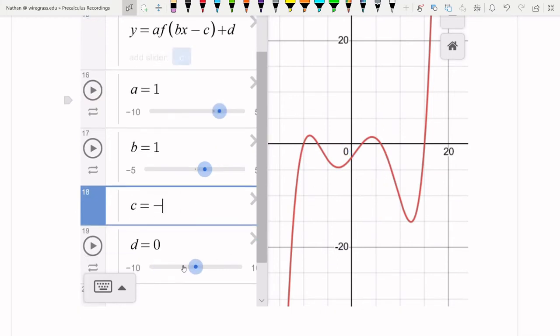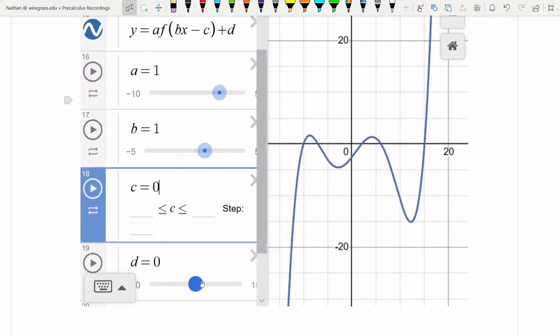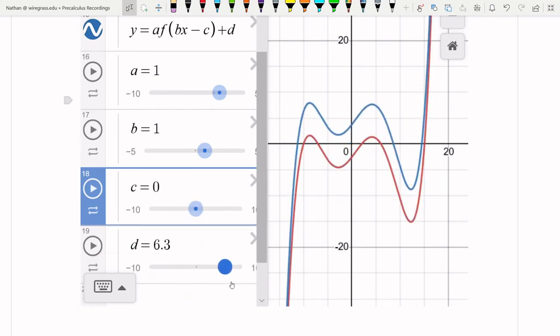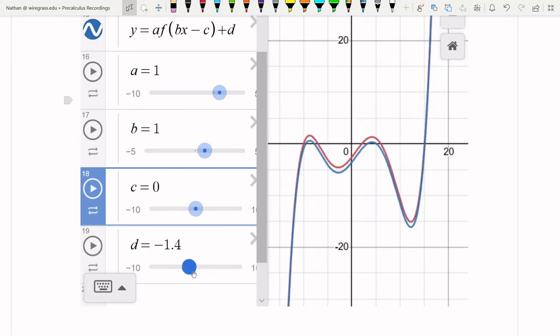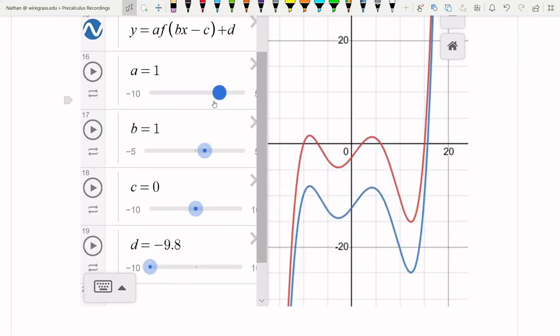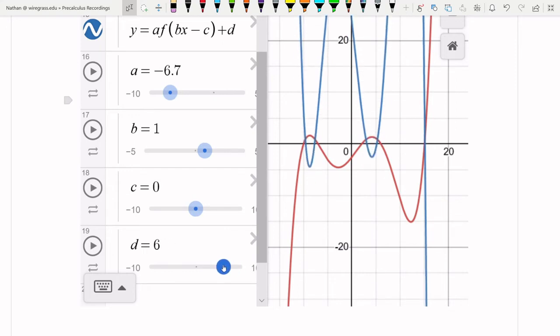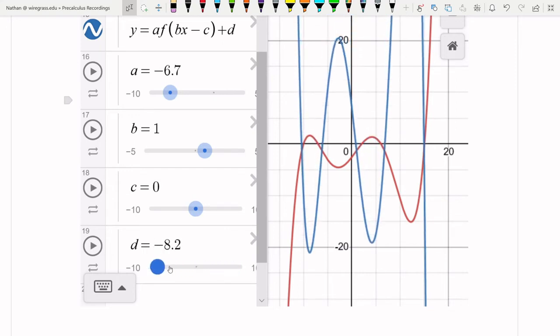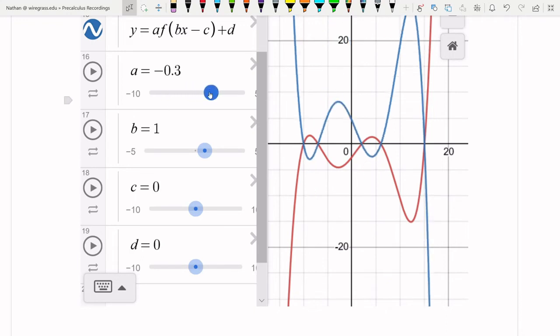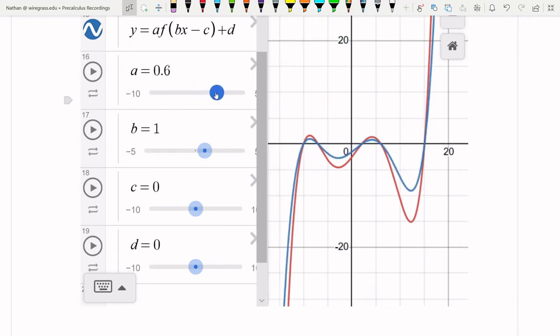Okay, finally we have D. D is the last one. D and A are really the simplest. When D is positive, it goes upward. When D is negative, it goes downward. A doesn't really change that. D positive goes upward. D negative goes downward. So A and D are kind of the nicest ones to work with. So D just shifts up and down.